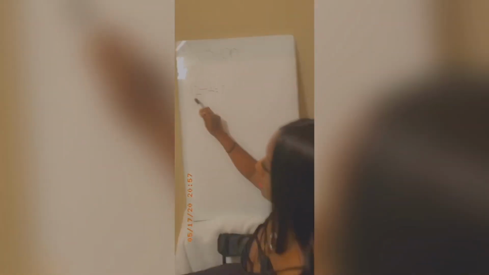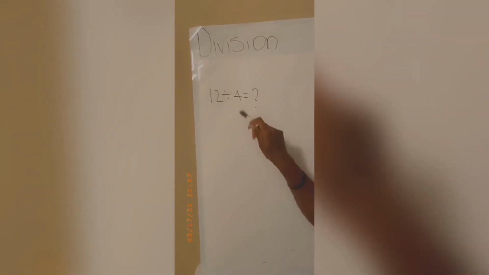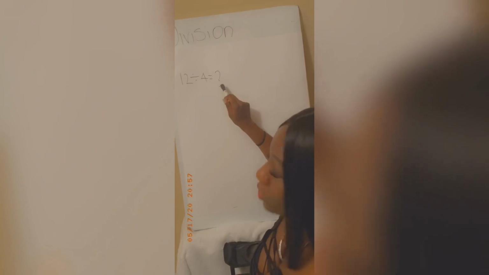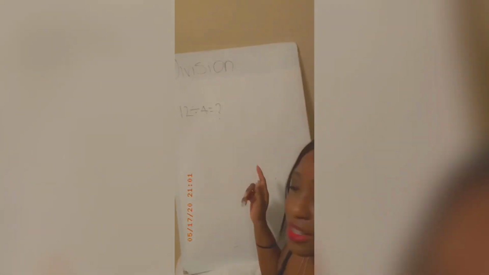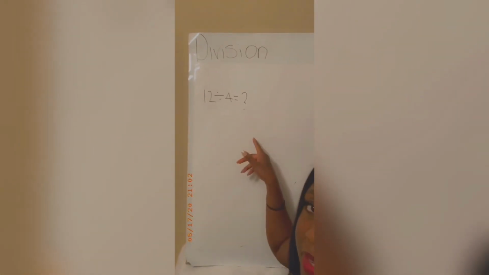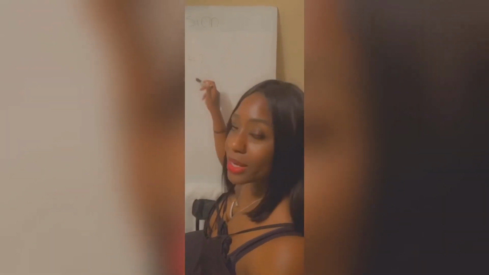The dividend is 12. The divisor is 4. And the quotient is the missing number. The dividend is a large number that is separated into smaller groups. The divisor is the number that the dividend is divided by. And the quotient is the missing number and also the answer. Okay, we're going to get into the problem right now, okay?